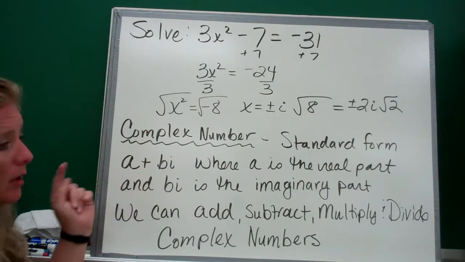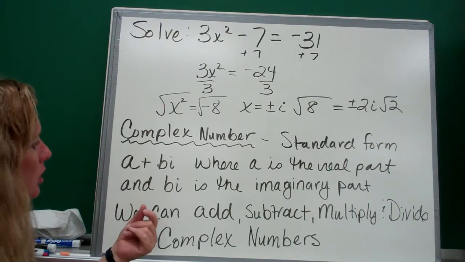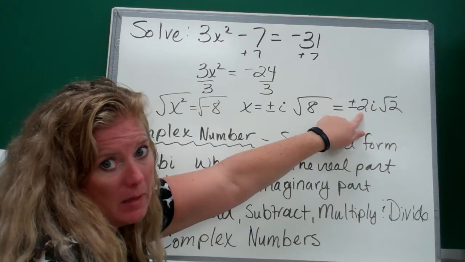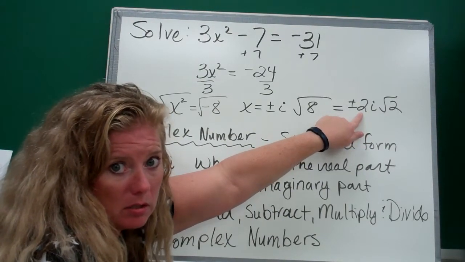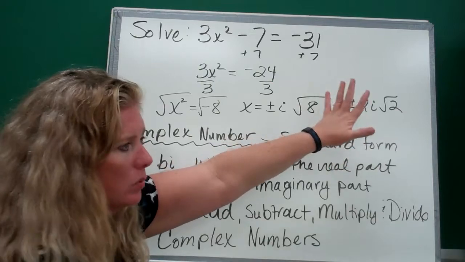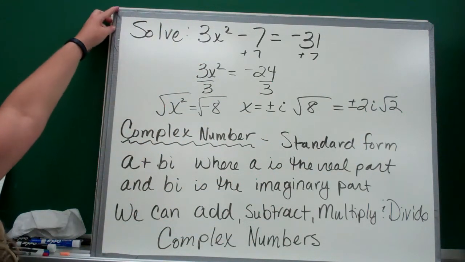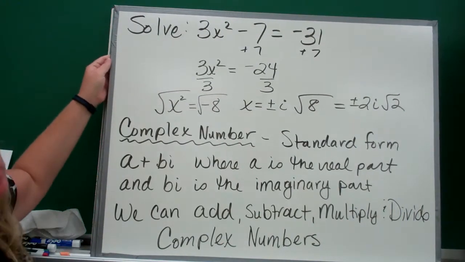If there's no real part, it's said to be a pure imaginary number. So these numbers are pure imaginary. There is no real part. There's no a plus or minus whatever. Okay, we can add, subtract, multiply, and divide complex numbers. So that's what we're doing.